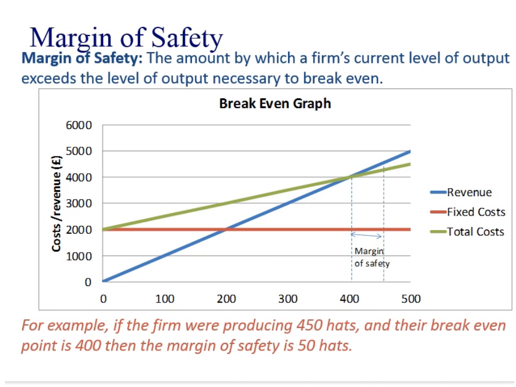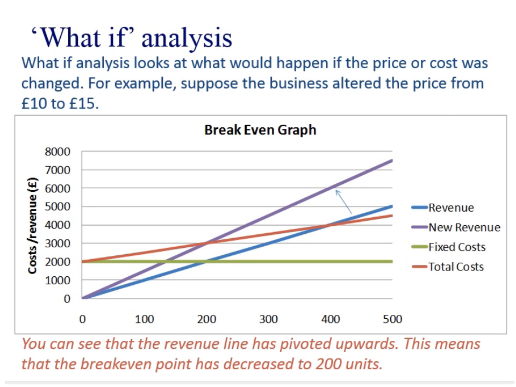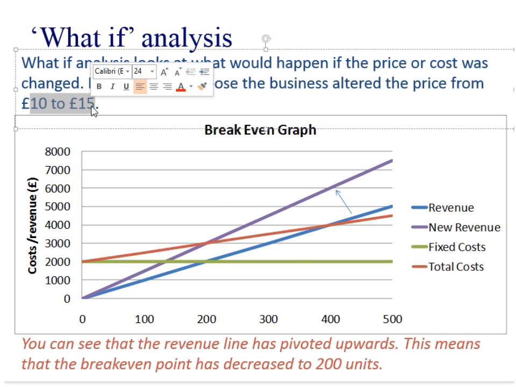Okay, let's look at a bit of what-if analysis. What if we increase the price of the product? What would happen to the graph? Well, what happens is the revenue line becomes a lot steeper. So the break-even point would have been here at 400, and it reduces down to 200. So you have to sell 200 items to be able to break even if you increase the price, that is from £10 to £15. So it causes a pivot upwards.